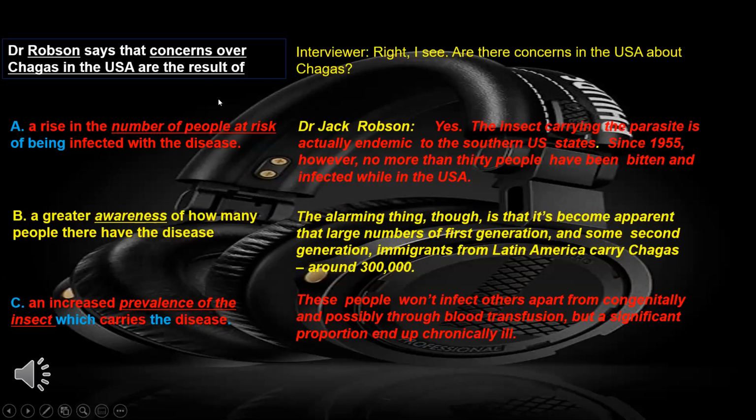The alarming thing concerns is that it's become apparent that large numbers of first generation, how many people have the disease. First generation, some second generation, and immigrants from Latin America carry Chagas, around 300,000. So how many people have the disease? This number, and this is the concern, and here we have greater awareness for this number. So this is the correct answer.